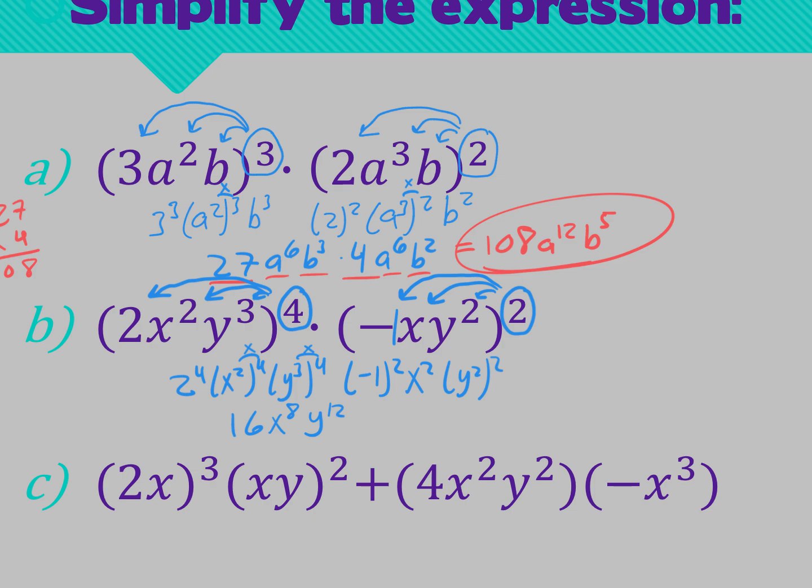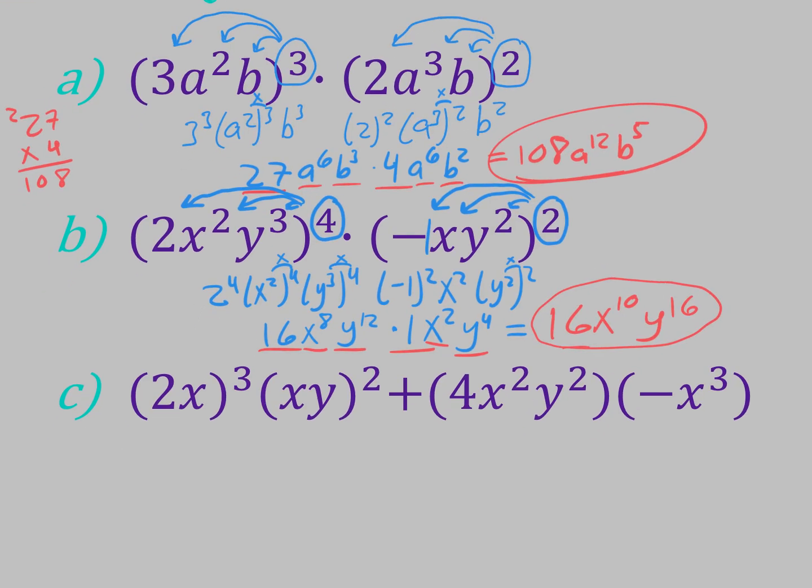All right, negative 1 squared is just positive 1. Negative 1 times negative 1. X squared, and then y squared squared is going to get me y to the 4th. Power to a power you multiply. And then just like before, coefficient with the coefficient, so I get 16. X with the x should get you x to the 10th. Y with the y is going to get you y to the 16th. Right? Add those exponents and you get this as your final answer. All right?